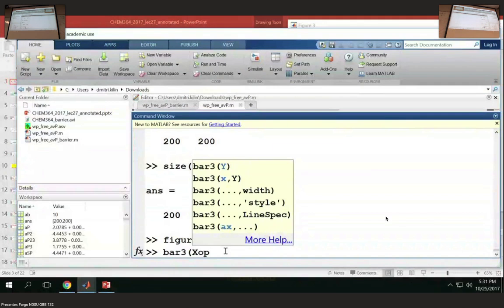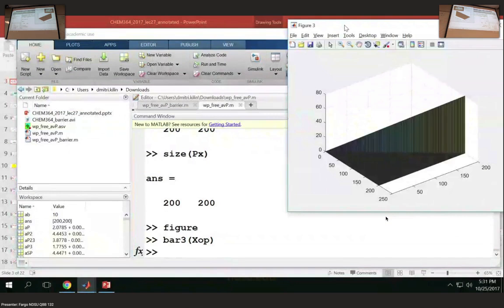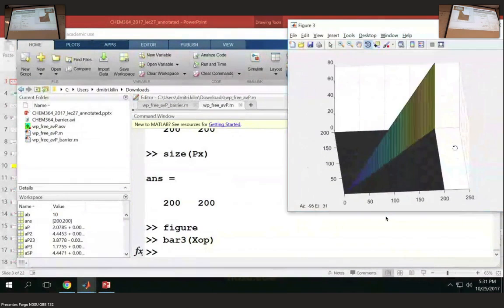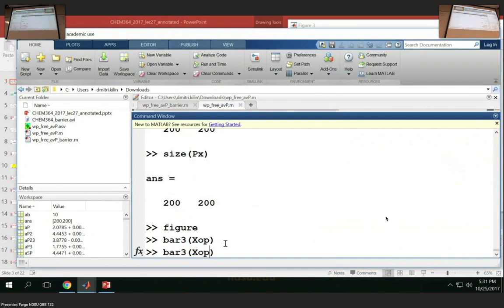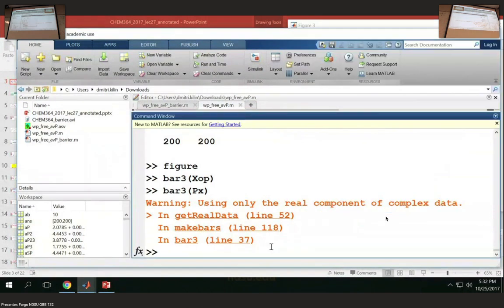X, the X operator. And if I rotate it, you see it is 0 everywhere except the main diagonal, where it shows from minimal position to larger position, right? Trivial. If I want to visualize Px, it may give an error because we know that it is imaginary.